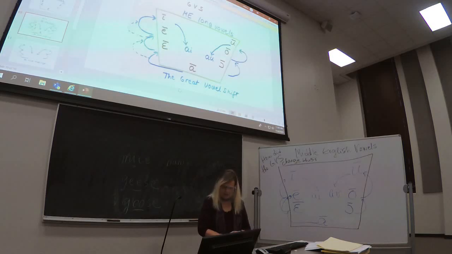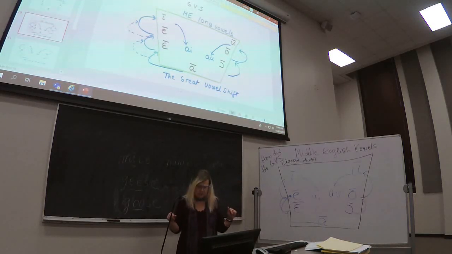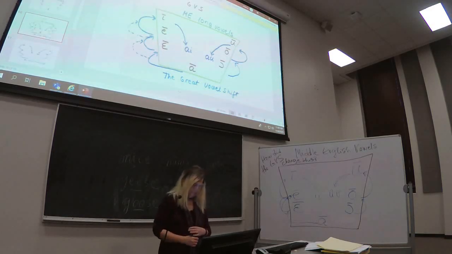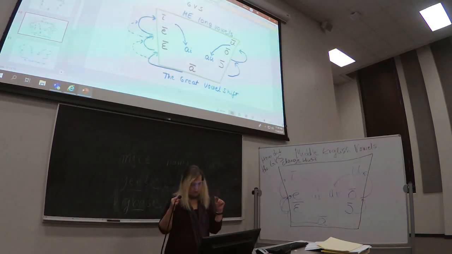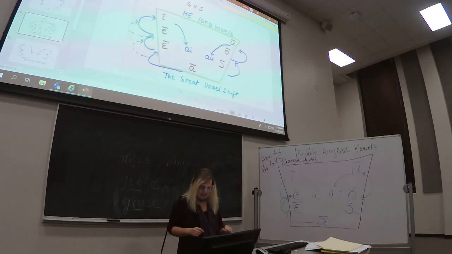And this is what happened. So I once had a graduate student who was asked in an oral test to describe the great vowel shift, and she said, it's this butterfly thing. If that helps you to remember how it goes, that's fine. But also know something more about it.